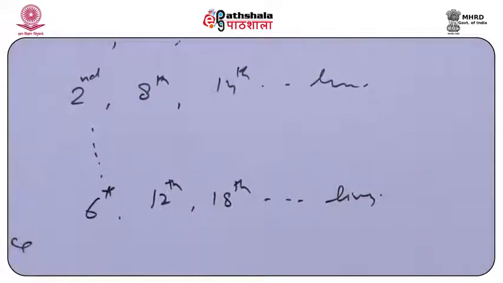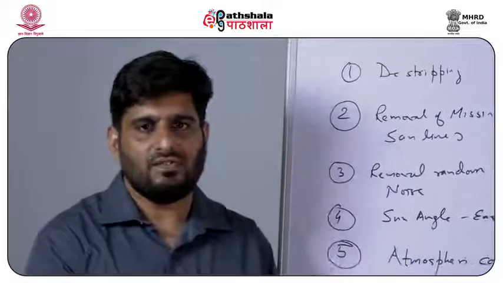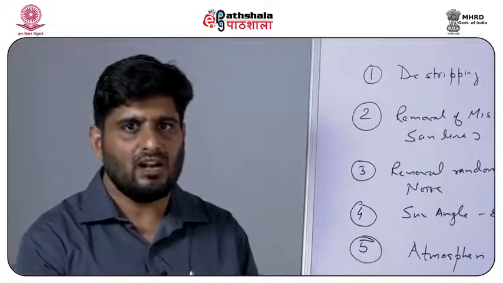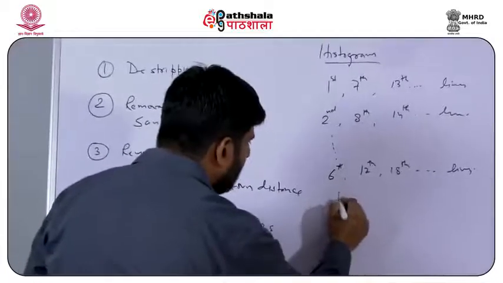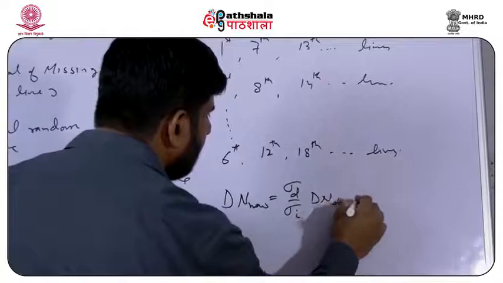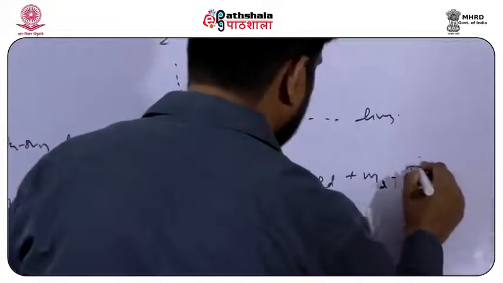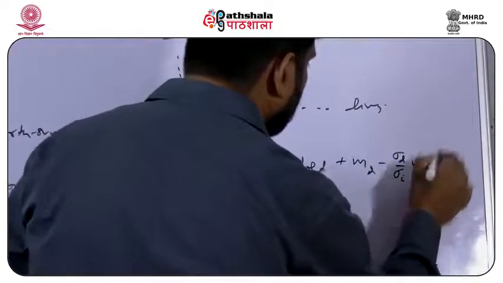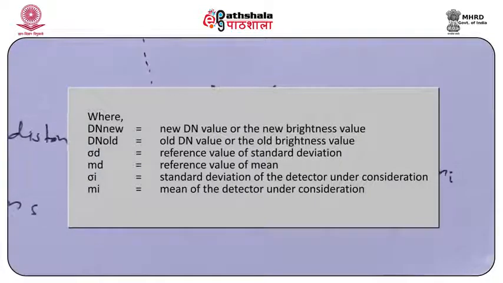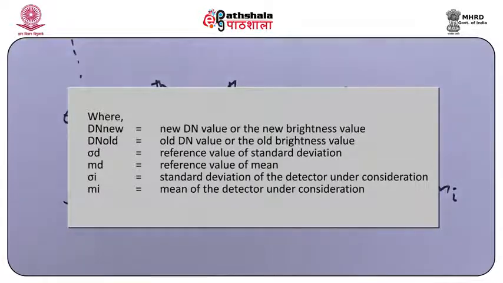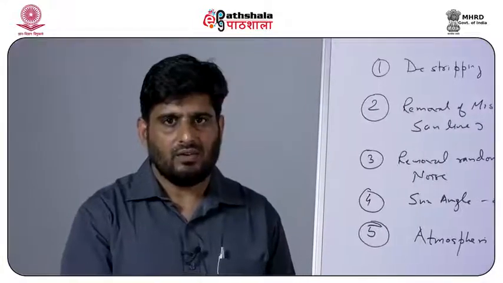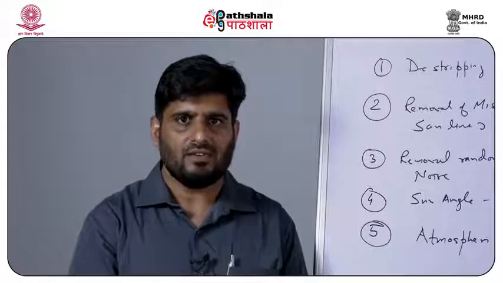Now, after constructing these histograms, we have to correct the values of all the pixels with respect to a certain standard band value, and we can use the equation DN new equals sigma d over sigma i times DN old plus md minus sigma d over sigma i times mi, where DN new is the new brightness value of the pixel, DN old is the old brightness value of the pixel, sigma d and sigma i are the standard deviations, sigma d for the reference and sigma i for the sensor under consideration. Similarly, md and mi are the mean values for the standard as well as the sensor under consideration. So using this equation, we can remove stripes or bands from the remote sensing data.